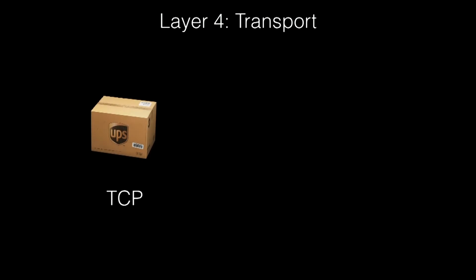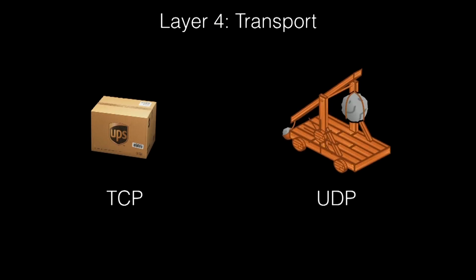So more simply, TCP is a package with the destination delivery. There's tracking. You can see where it's going. UDP is a catapult. It just throws data, hopes somebody's there to catch it.